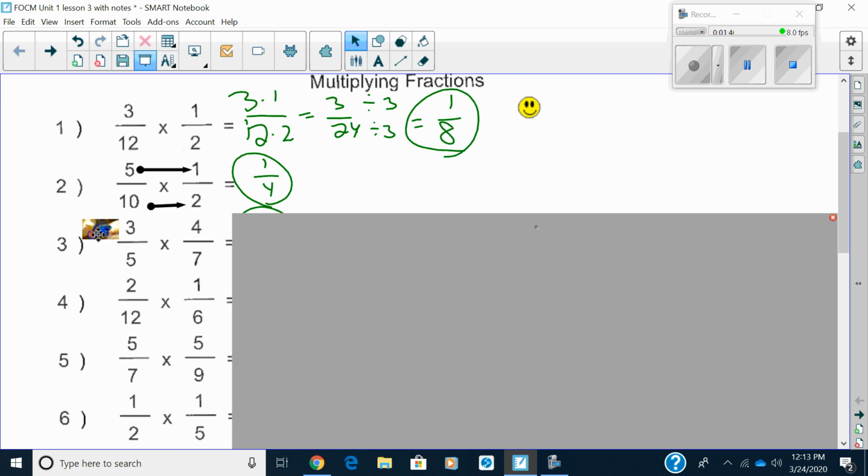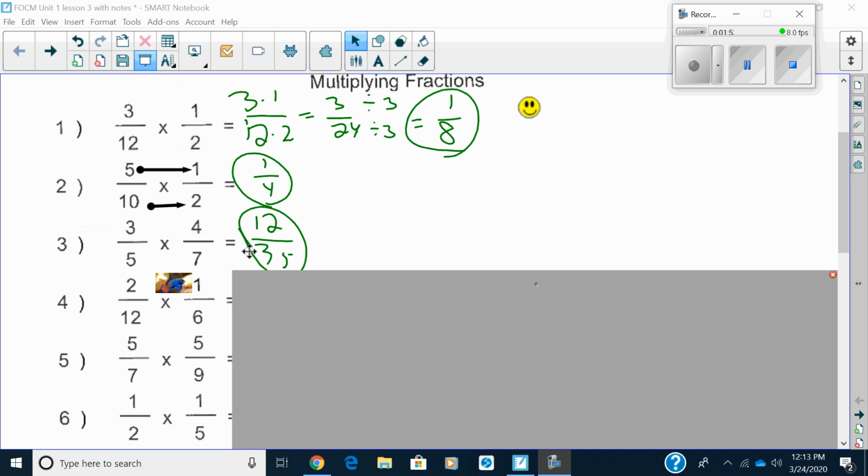If you try this one on your own, what do you do first? That's right, you do 3 times 4, and then you do 5 times 7. And we get 12 over 35. Now 1 plus 2 is 3, so that's divisible by 3. And 3 plus 5 is 8. Nope, 3, 6, 9, not 8. So it's not divisible by 3. It's also not divisible by 5 because they don't end in a 5 or a 0.